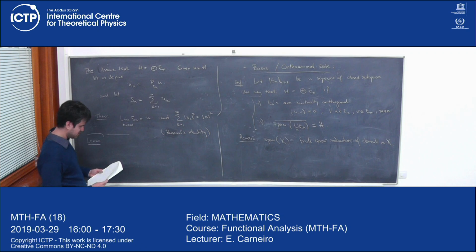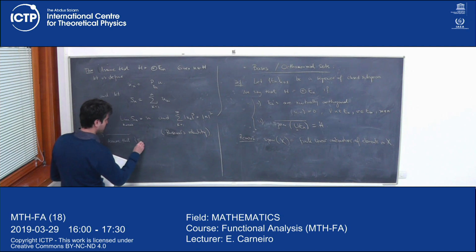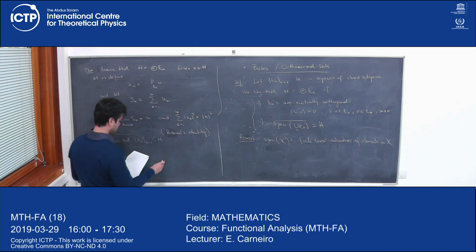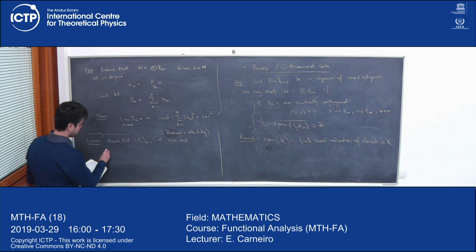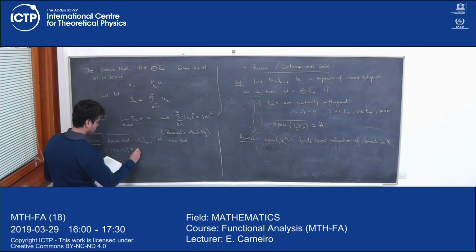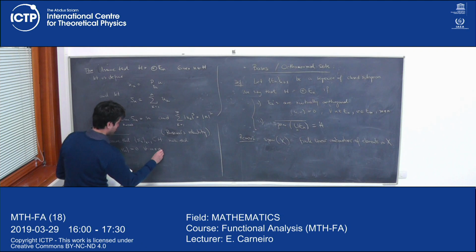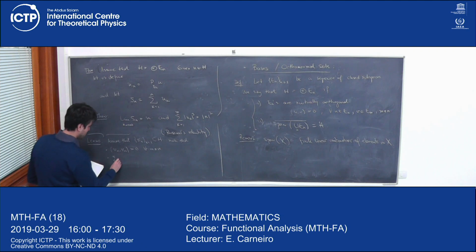Why am I going to have this lemma? So, assume that, say, Vn, n bigger or equal than 1, is a sequence in H such that the terms are mutually orthogonal, and the sum of the Vk's squared is finite.